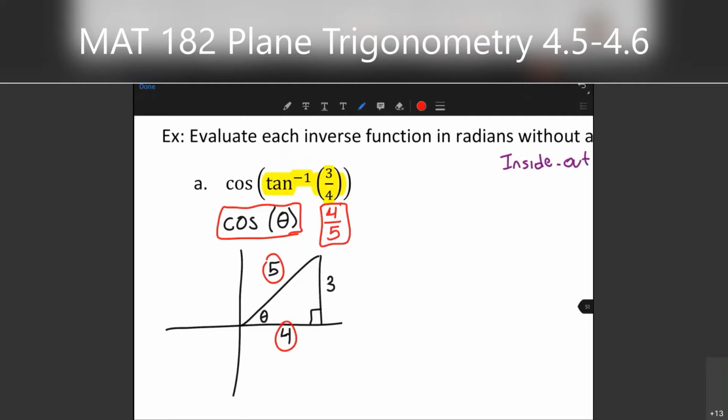So we don't actually need to know the value of the angle to solve these problems. We just have to draw an appropriate picture to represent the side ratios for that angle.